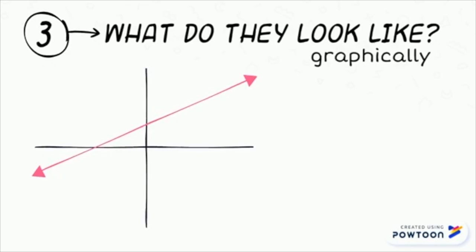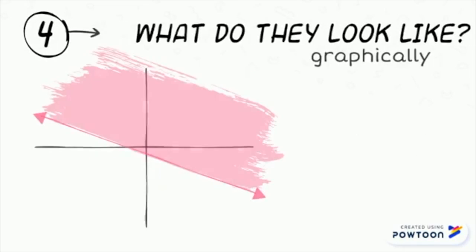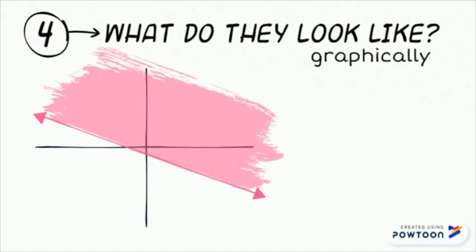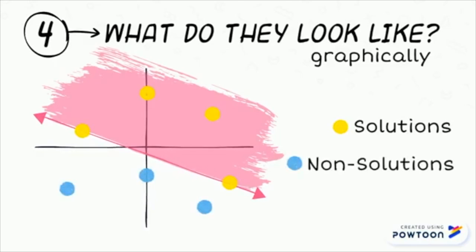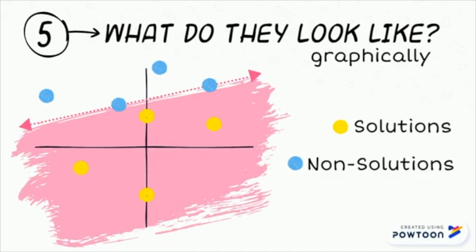When you graph a linear equation, solutions are the points found on the line, and non-solutions are not on the line. When you graph an inequality with a solid line, solutions are found on that solid line or in the shaded areas. Non-solutions are found in the non-shaded areas. When you graph an inequality with a dashed line, solutions are only found in the shaded area, and non-solutions are on the dashed line and in the non-shaded area.